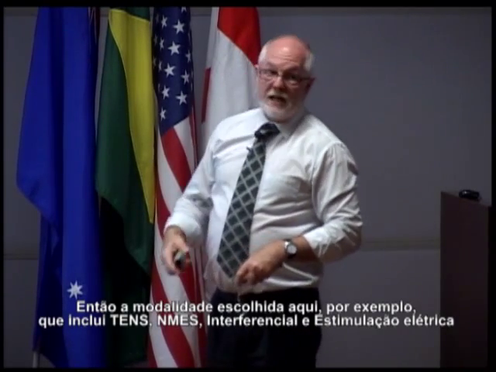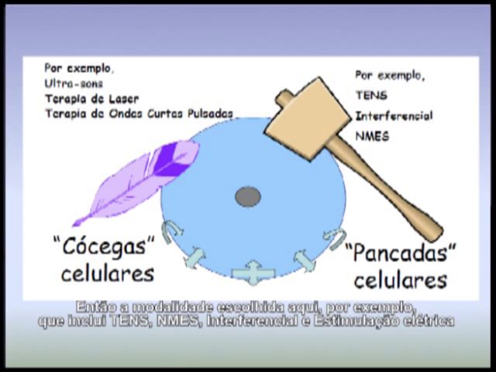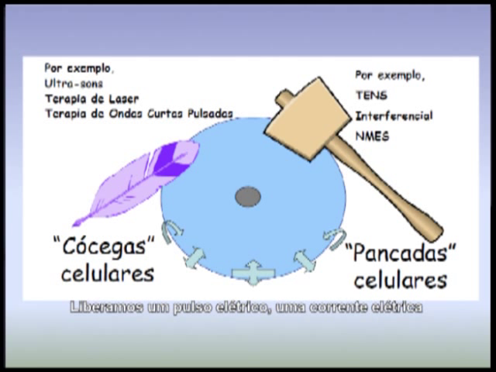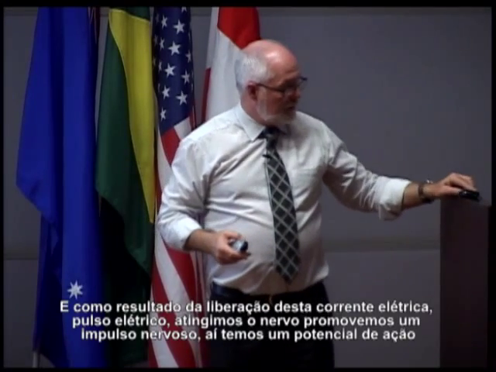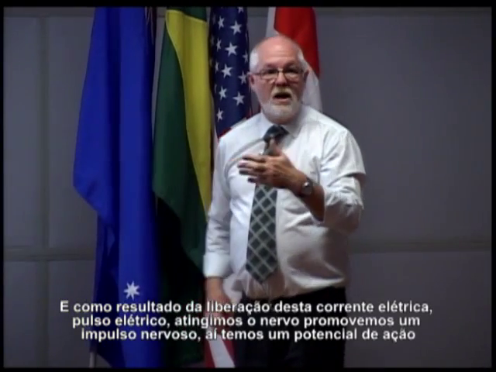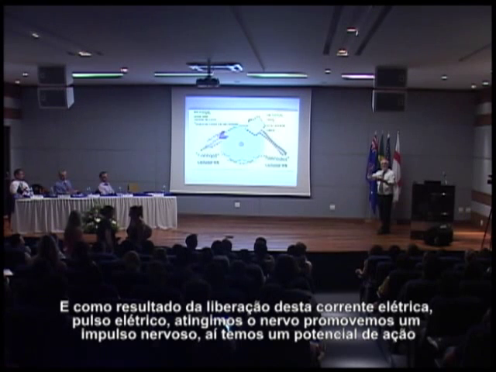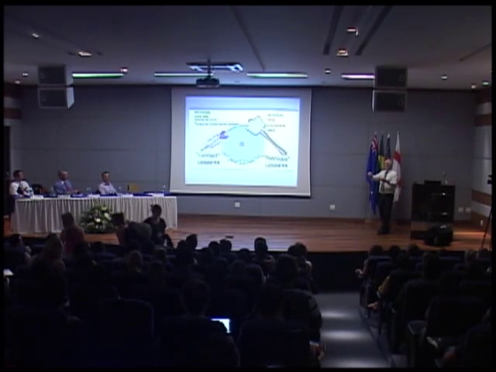So the modalities that sit there, for example, would include TENS, would include NMES, interferential, and the electrical stimulation. We deliver an electric pulse, an electric current, and as a result of delivering our electric current, our electric pulse, we hit the nerve and we force the nerve to fire. We get an action potential.